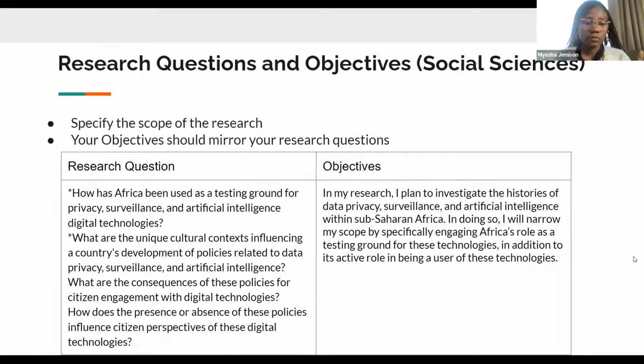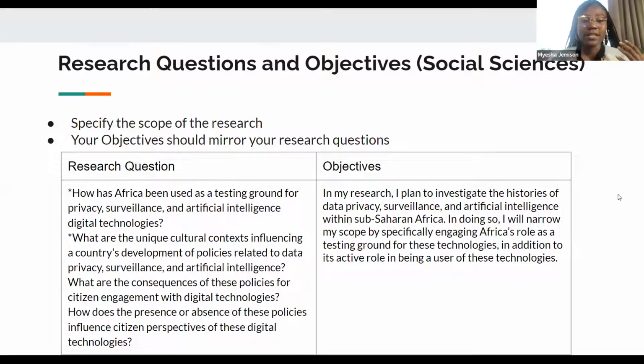And so this one's relatively broad. How has Africa been used as a testing ground for privacy, surveillance, and artificial intelligence digital technologies? This is pretty broad at the onset. Africa is a large continent, has 54 countries within it.